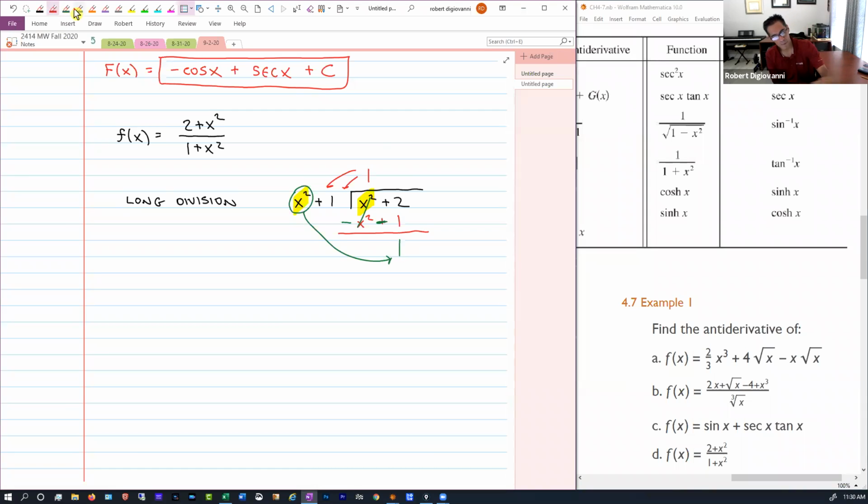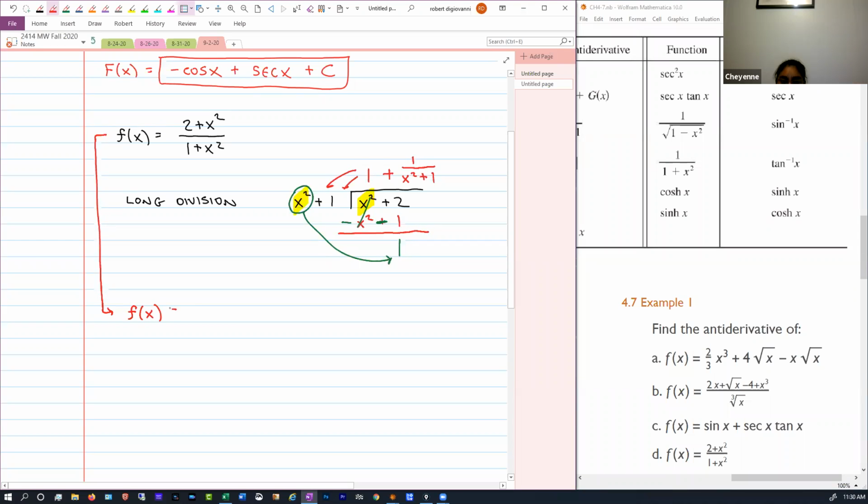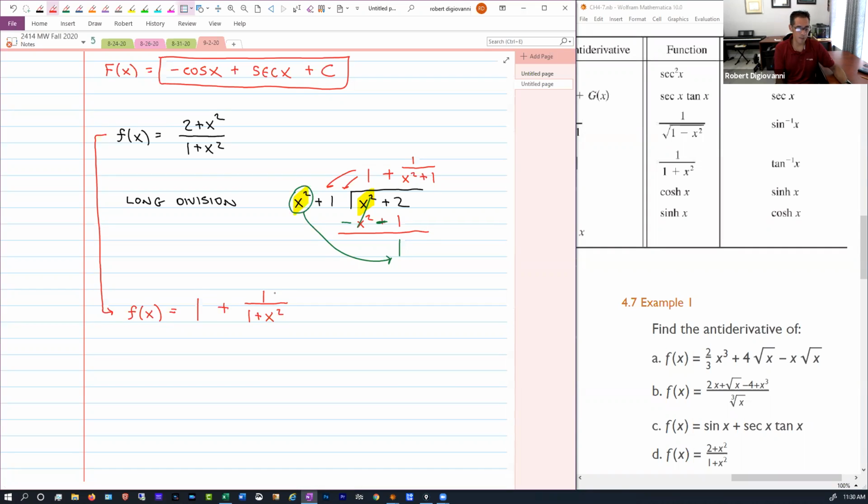So what you put up here is plus your remainder over the divisor. So what we're saying is that this original function, little f of x, is really 1 plus 1 over, I'm going to change the order of that, 1 plus x squared. And now you can find the antiderivative of each of those separately because you have addition between them, don't you?